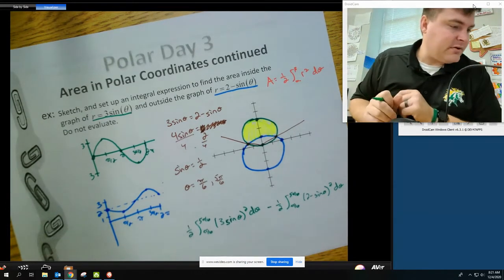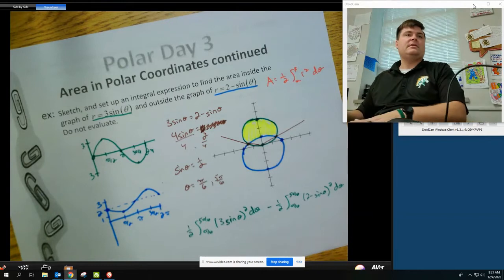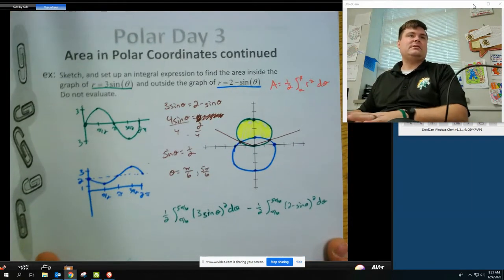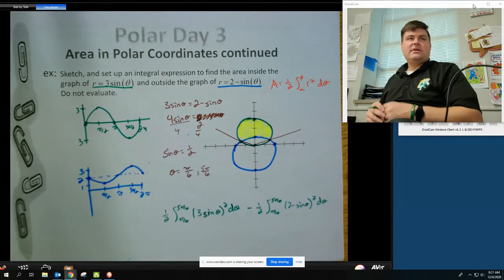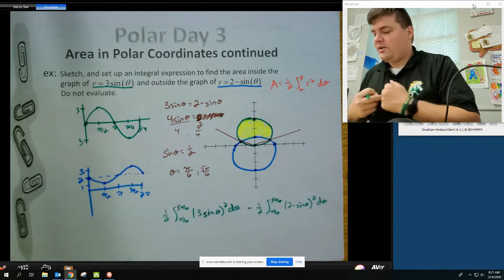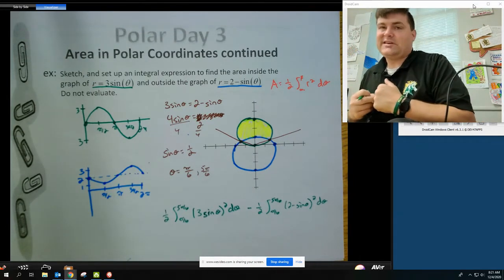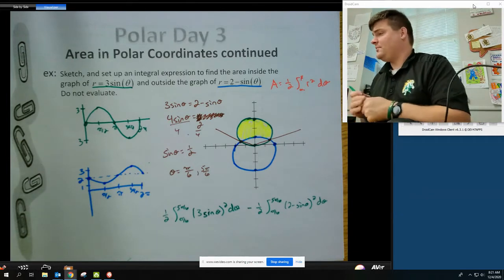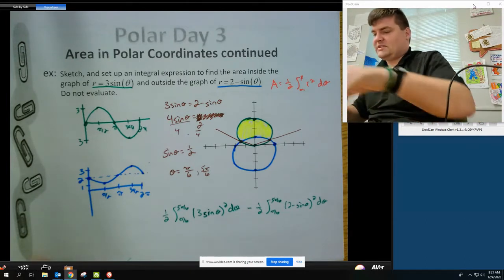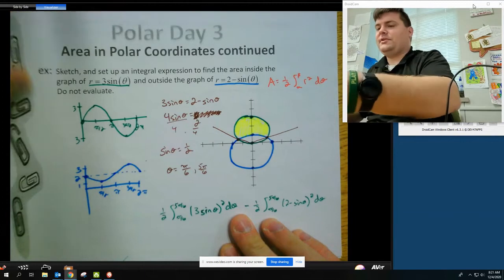Just double checking my work here. Yeah, I'm good. Oops, sorry, it was so complicated. And there you go. That is going to help us find that yellow area. Just setup only, which is super nice. They typically make these setup only. Anyhow. All right, let's get to the next one, which is the one that gets a little bit weird.